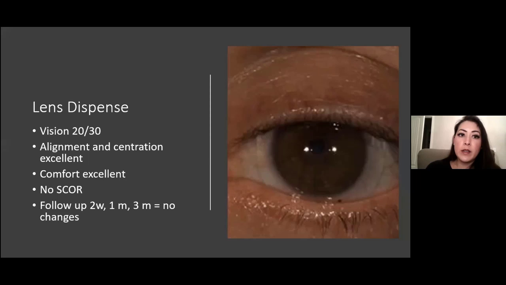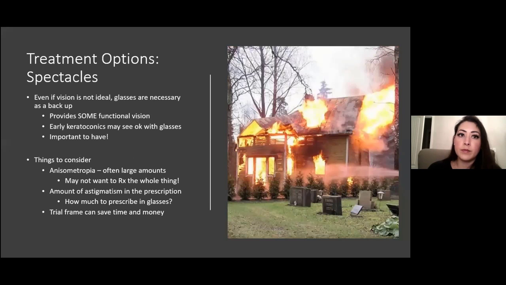Lens dispense here, he's seeing 20/30. The alignment and the centration look really good. He said the comfort was excellent. No significant over refraction. We then again saw him in 2 weeks, 1 month, and 3 months later with really no change. So scleral lenses, amazing option for keratoconus patients.